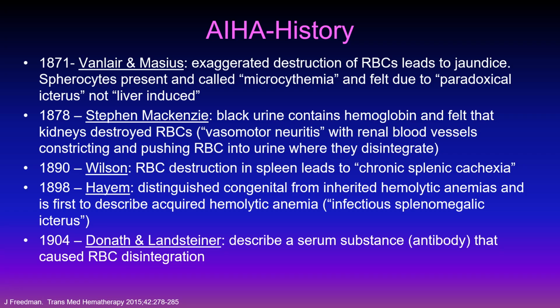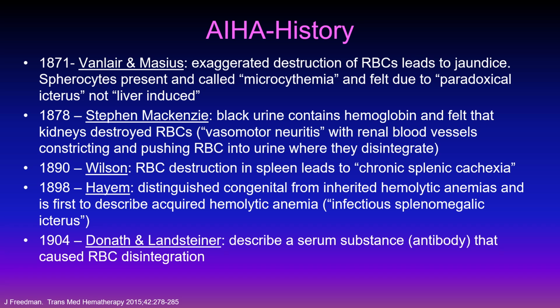Now, the history of autoimmune hemolysis is quite long. It dates back to 1871 when a pair of physicians described exaggerated destruction of red cells leading to jaundice, which is the yellow color of your skin, and abnormal red cells, and they called this microcythemia. A very famous pathologist named Stephen Mackenzie in 1878 described black urine that was full of hemoglobin and felt that the kidneys were destroying red cells.